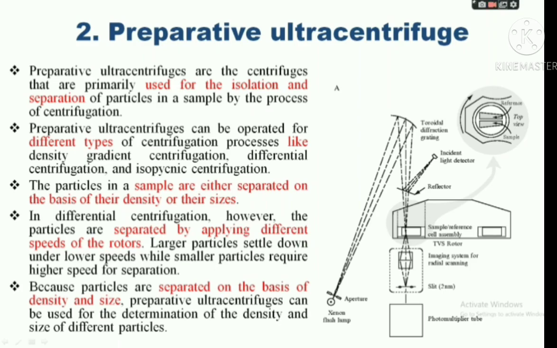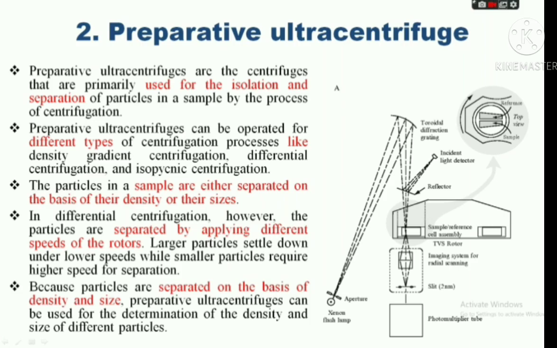Preparative ultracentrifuges can be operated for different types of centrifugation processes like density gradient centrifugation, differential centrifugation and isopycnic conditions. Next, the particles in a sample are separated on the basis of density and size. In differential centrifugation, the particles are separated by applying different speeds of the rotors. Larger particles settle down under lower speed, while smaller particles require higher speed for separation.